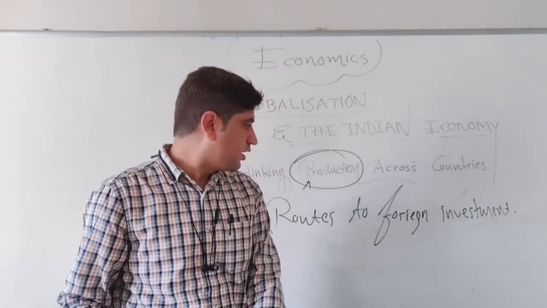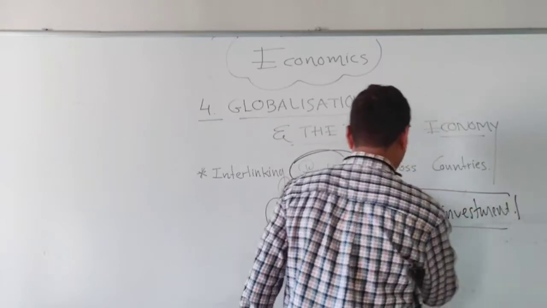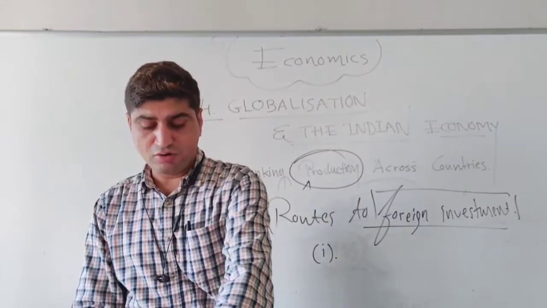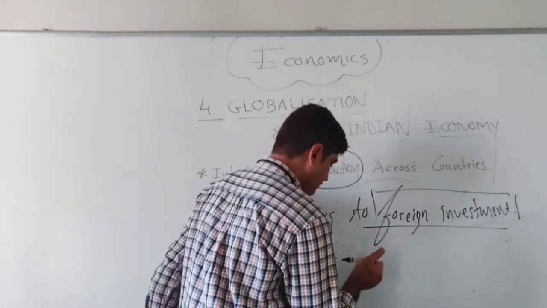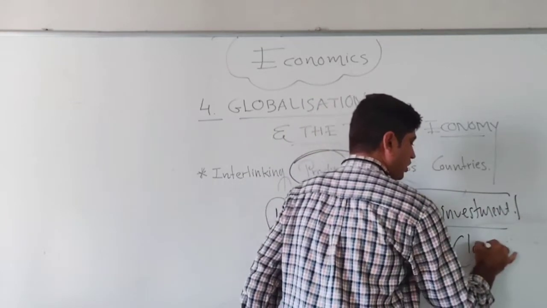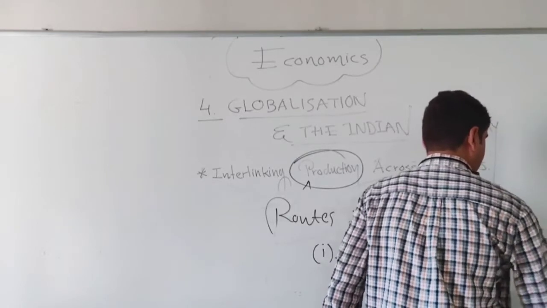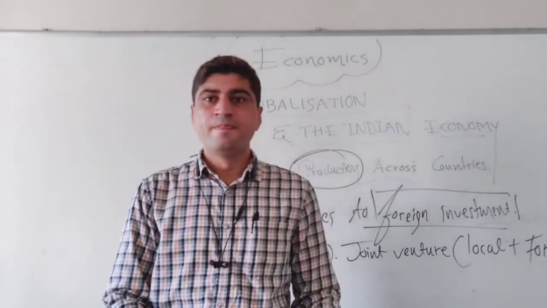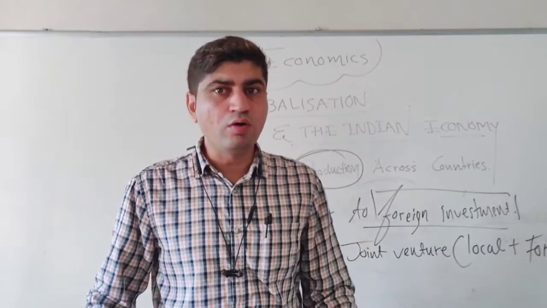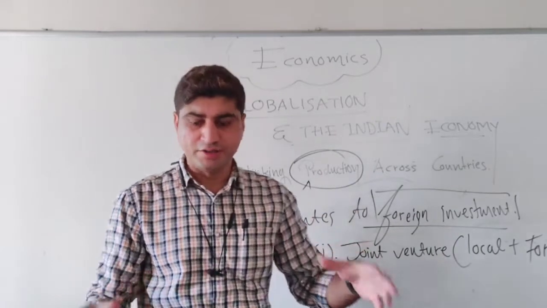Routes to foreign investment. First, at times, a multinational corporation sets up production jointly, which is called a joint venture. A local company in collaboration with a foreign one. Joint venture here means collaboration of two companies, collaboration of a multinational corporation with the local company, that is called a joint venture. So they begin production work jointly.